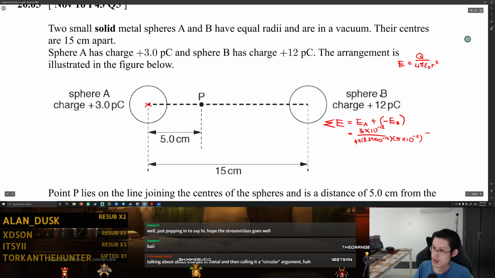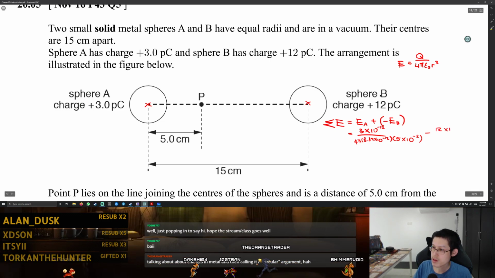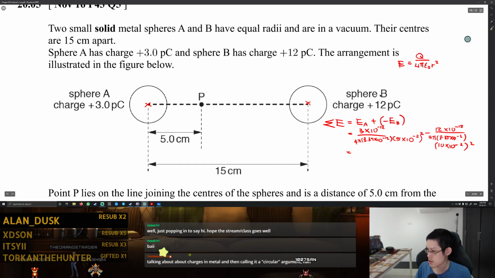And then minus, what's this one here? This one is 12 times 10 to the power of minus 12. And the same thing, 4 pi epsilon. And then your r, oh wait, I forgot to square this one. r should be 15 minus 5, so that's 10. And then you square that. So hopefully that's going to give you 0.